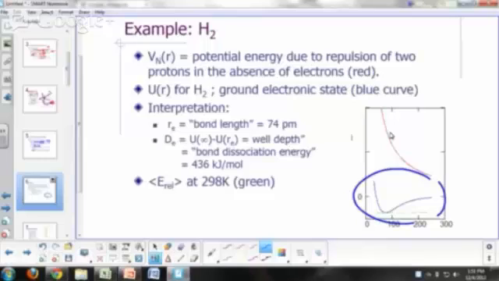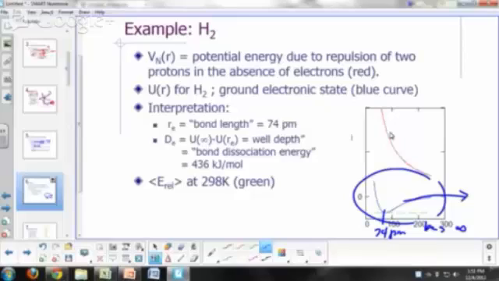The minimum in this particular case for H2 occurs at 74 picometers, 74 times 10 to the negative 12 meters. And one thing you'll notice about this potential energy curve is that as R approaches infinity, the molecular potential approaches zero. That means when this calculation was done, the assumption was that when the nuclei are infinitely far apart, the relative energy of the two nuclei is zero. We took that as zero for the potential energy.